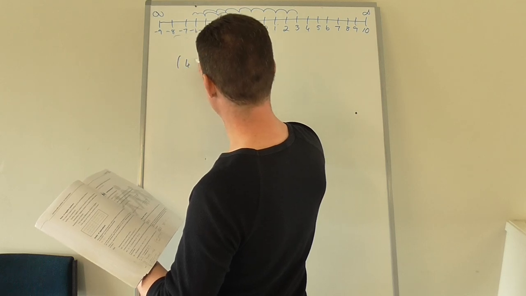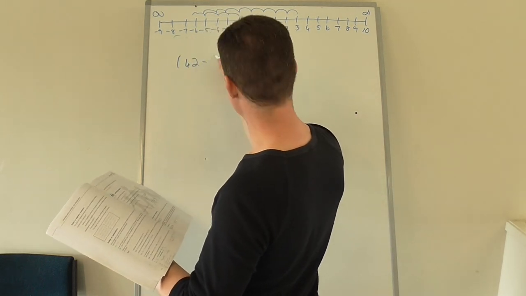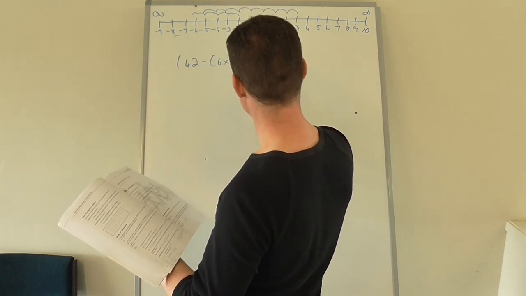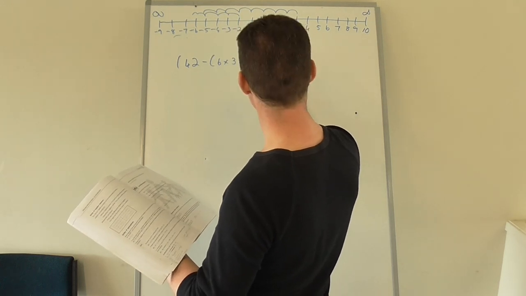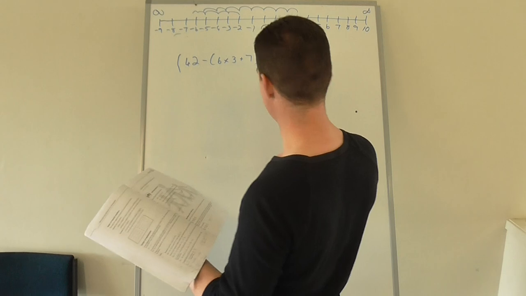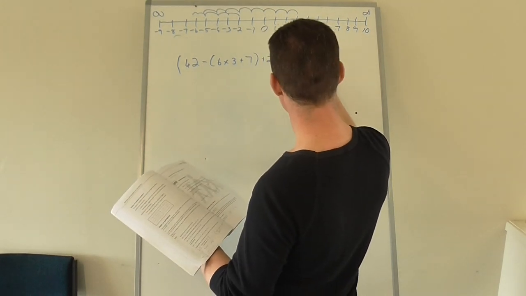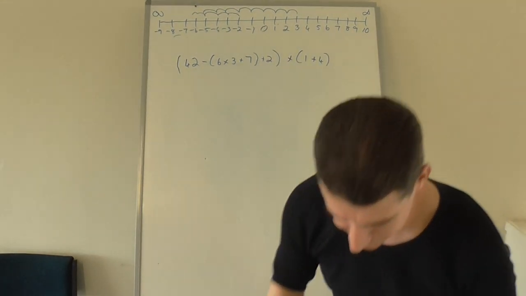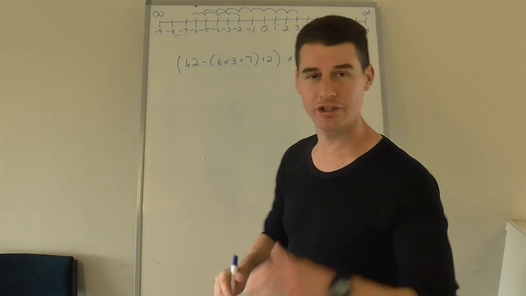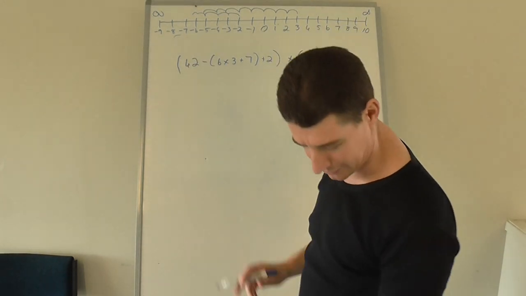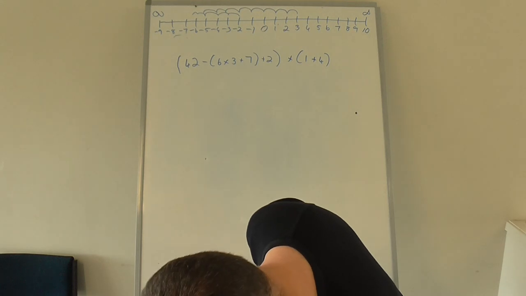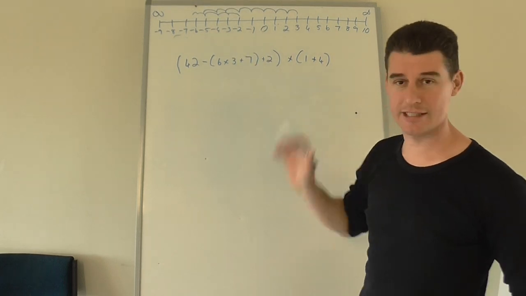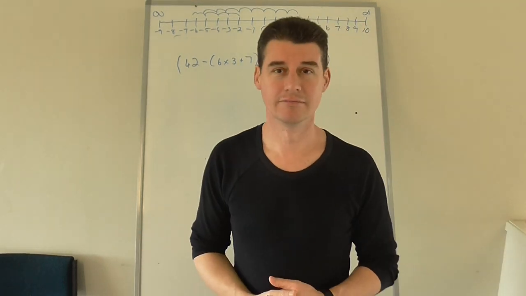So if you've got a question like this, it's 42 minus 6 times 3 plus 7 plus 2, so that's a bracket within a bracket, times 1 plus 4. Okay, so what I want you to do now is write this down. This example is in the book, so without looking at your book, just write this down and quickly do it, and then carry on with the video.